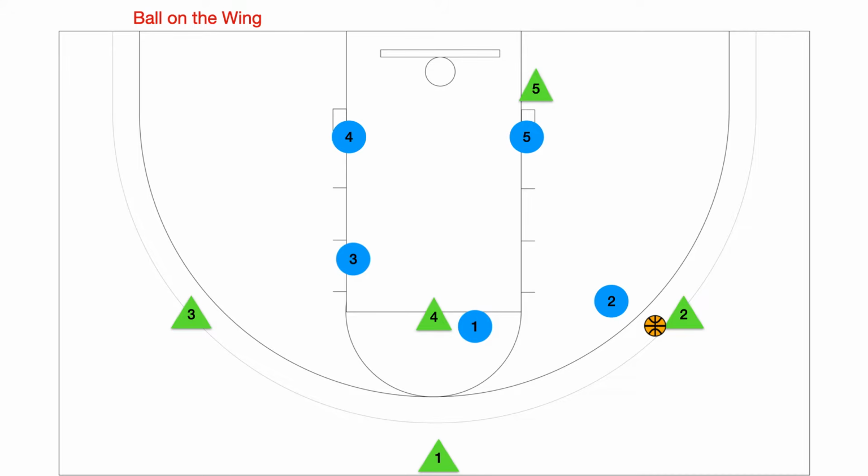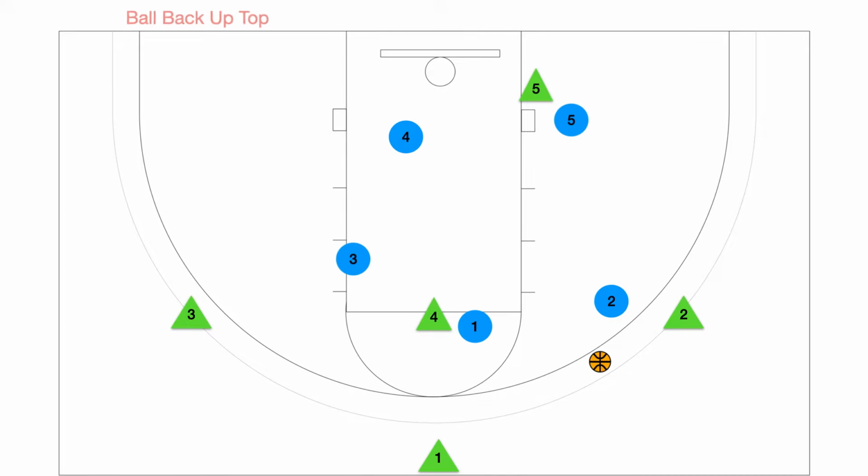The post player should always be anticipating a pass to the corner. In this scenario, defender 4 slides over to the midline. If the pass goes to the corner, 5 can get out to the corner and 4 can rotate more easily to the ball side low block.